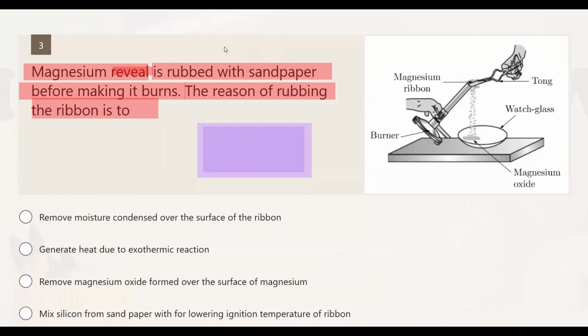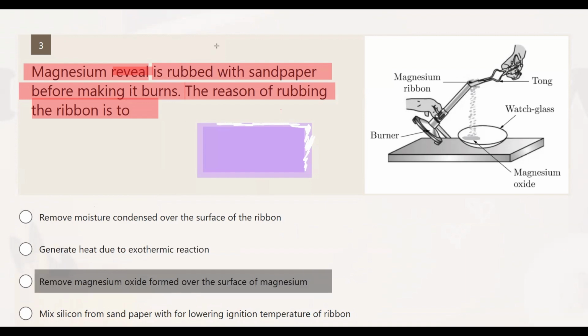So in order to burn this, first we have to remove this layer, right? The outer coating that you can see over here has to be removed, and we use an abrasive material, generally sandpaper. So the answer here will be what? Removing the moisture, that's not correct. Generating heat due to an exothermic reaction, that's again not true. Removing the magnesium oxide, that's correct. Let me explain again.